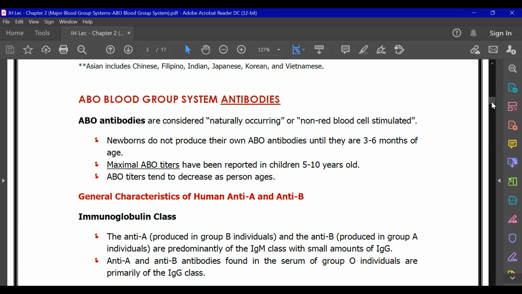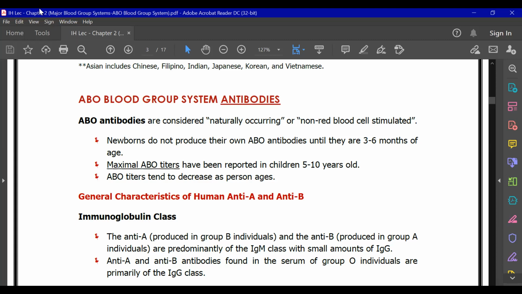Let me repeat what Ria said. There are biochemical structures similar to your A and B antigens present in the environment, for example in bacteria, in plants, in pollens. As we grow, class, humans are continuously exposed to these A and B antigen-like structures. That's why we develop anti-A and anti-B antibodies in our serum or plasma.